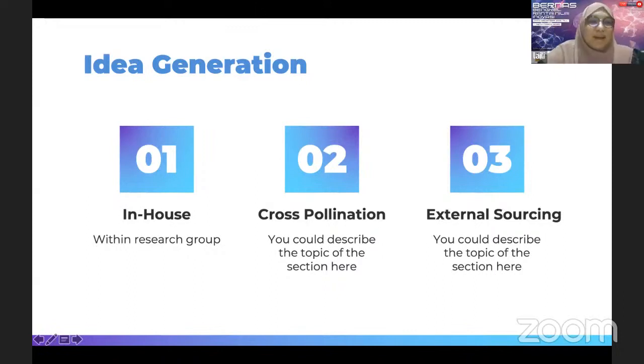Okay, sorry. Okay, thank you, Dr. Haziq, for such nice information. Before we continue with Dr. Rahmat, I would like to ask one question. Can Dr. Haziq explain what are the raw materials for the innovation value chain?